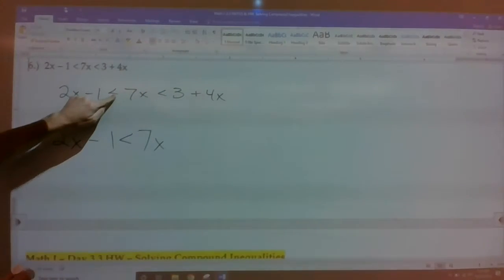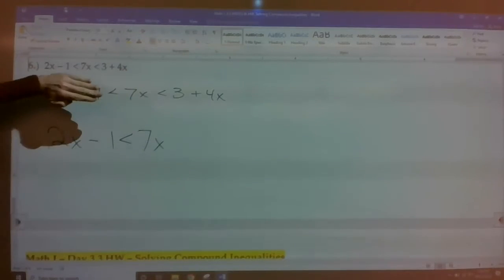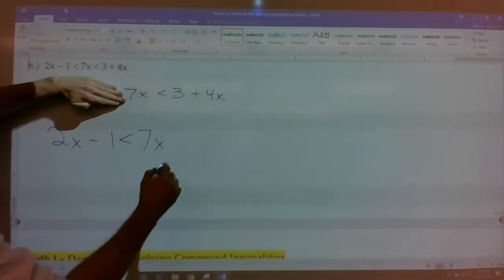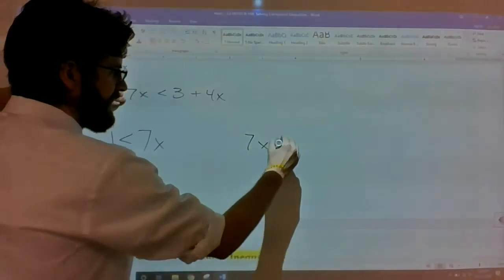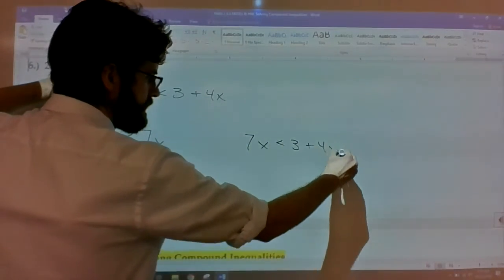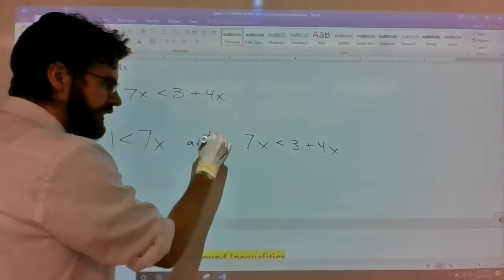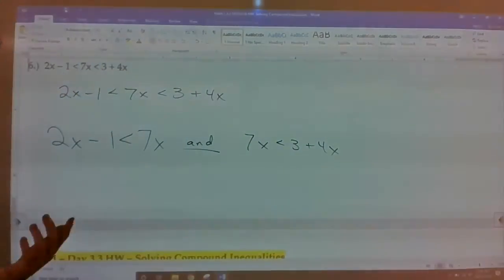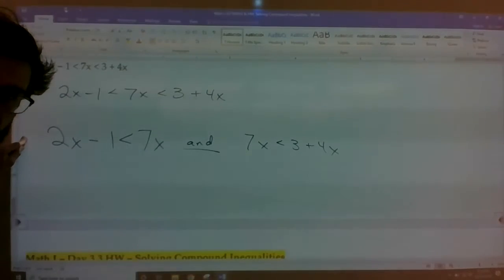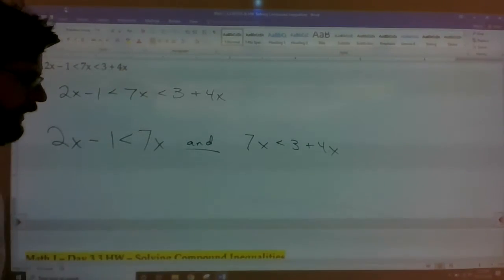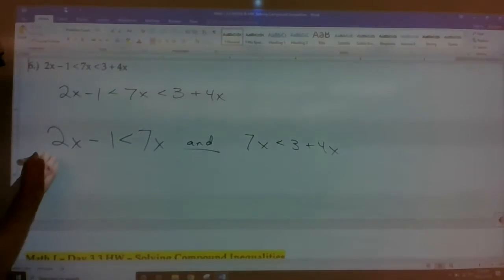And then you ignore everything left of the first inequality: 7x is less than 3 plus 4x. If it's connected at the beginning, it is forced into an and situation, and then you just solve the two. So go ahead and pause the video and try to solve those on your own. All right, let's see if you're correct.